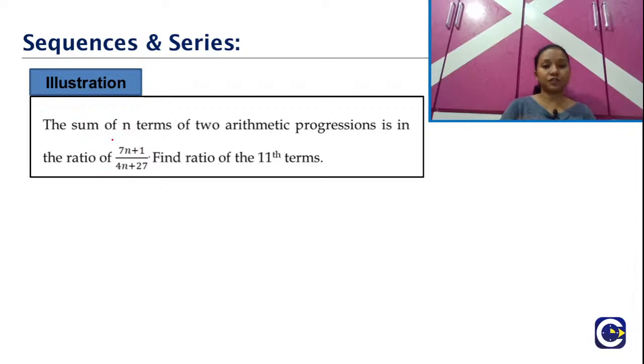So read the question carefully, because here they are talking about two arithmetic progressions, not a single one. Here it's not the direct question to find the sum of terms, but instead you have to find the ratio of the 11th terms of these two different arithmetic progressions.